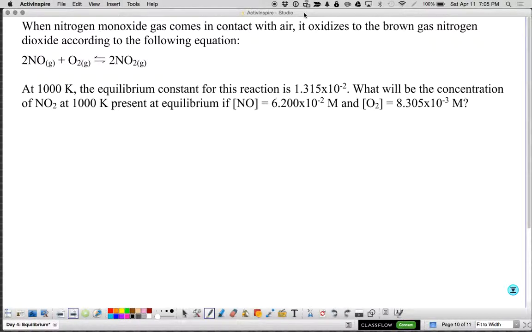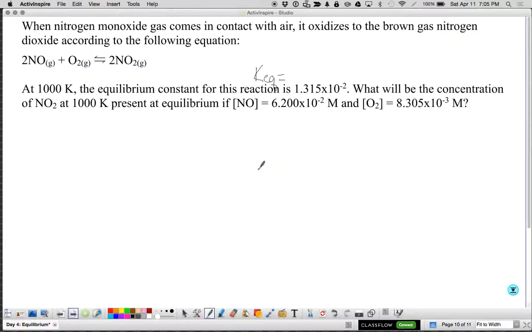Now this problem is a little bit different, but I think it's very doable. Again, I'm given a reaction, and I'm given a temperature, which I can promptly ignore. The equilibrium constant for this reaction, oh, so this is different. They give me Keq, and that's interesting. So that's a little different. What will be the concentration of NO2 at 1000 Kelvin present at equilibrium if I'm given these concentrations?